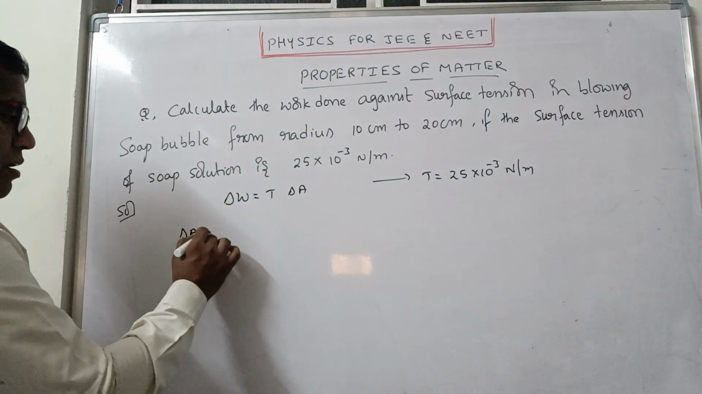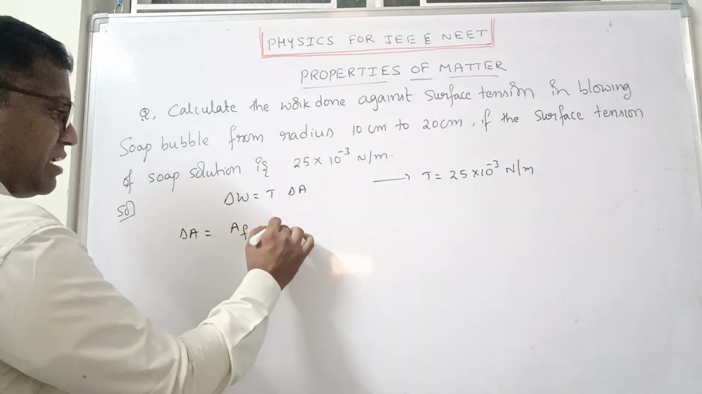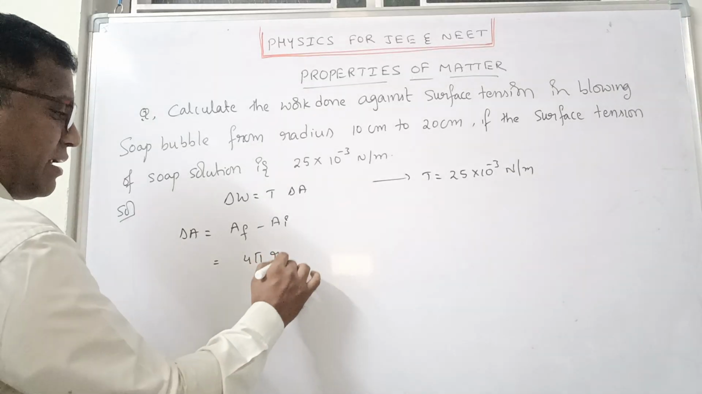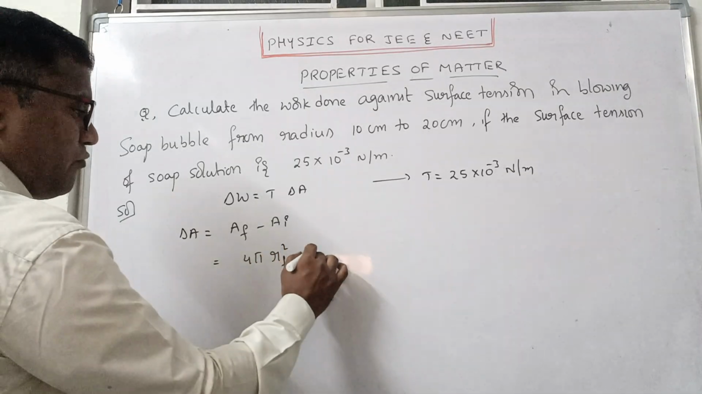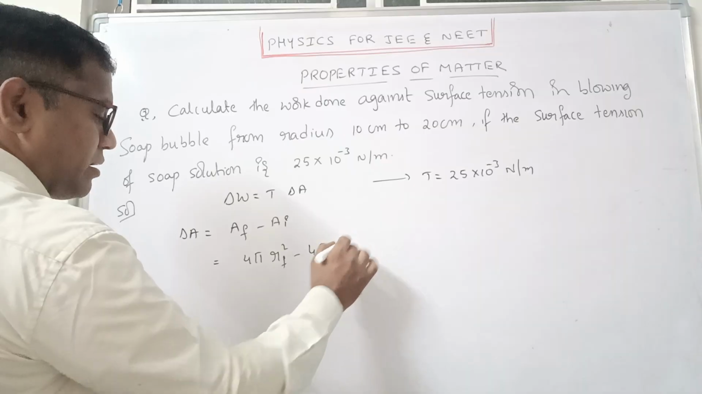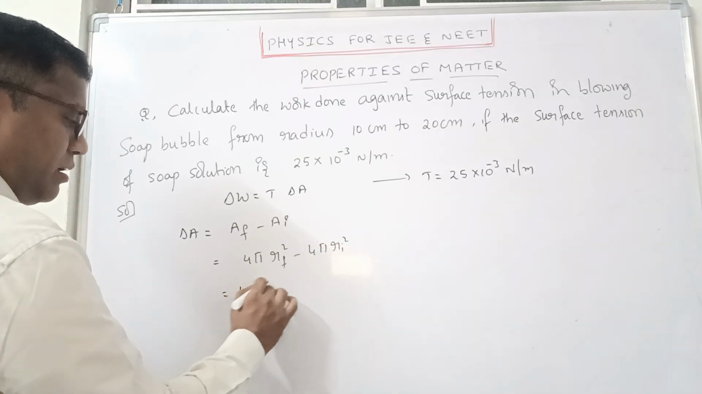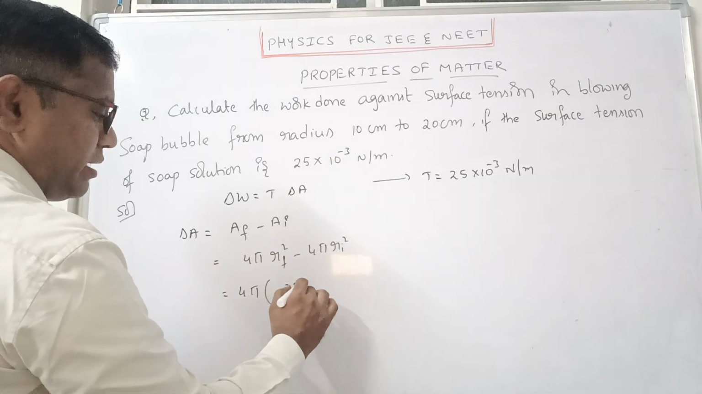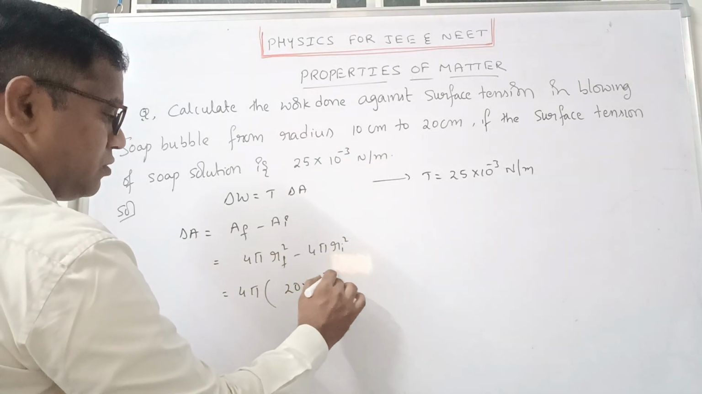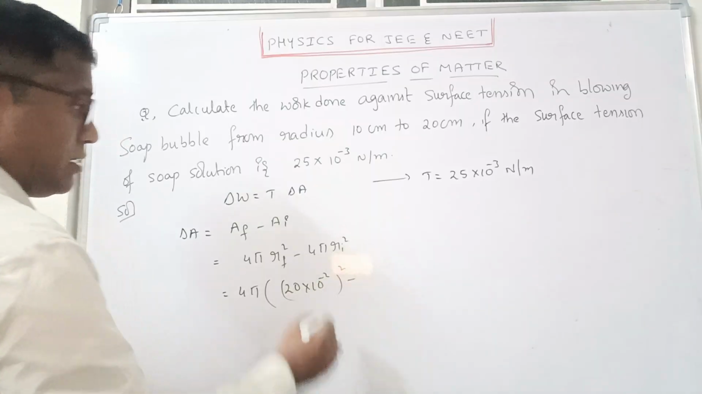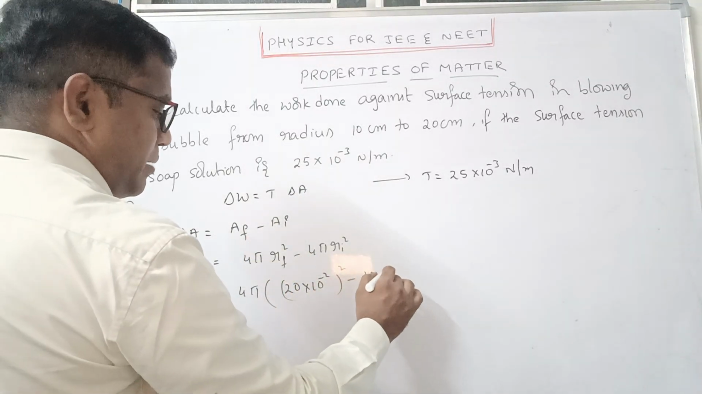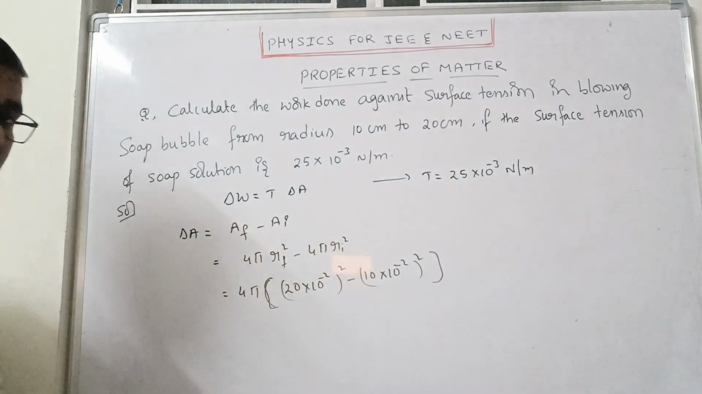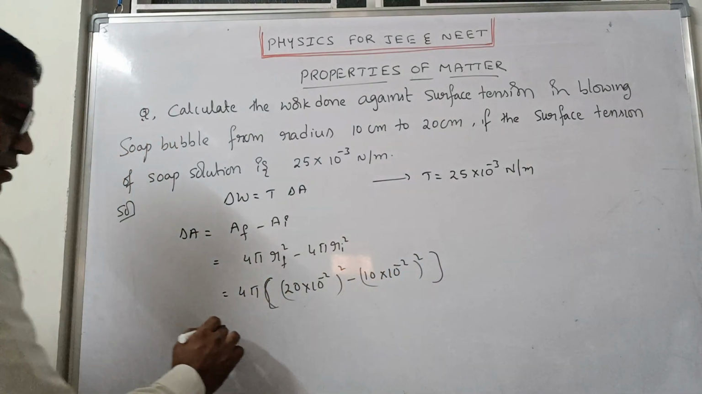Delta A is nothing but final area minus initial area. So here delta A is 4 pi R final square minus 4 pi R initial square. Here 4 pi we will take common. R final is given, 20, so 20 into 10 power minus 2 whole square, minus 10 centimeters, 10 into 10 power minus 2 whole square. Right? Clear? Now we can calculate delta A.